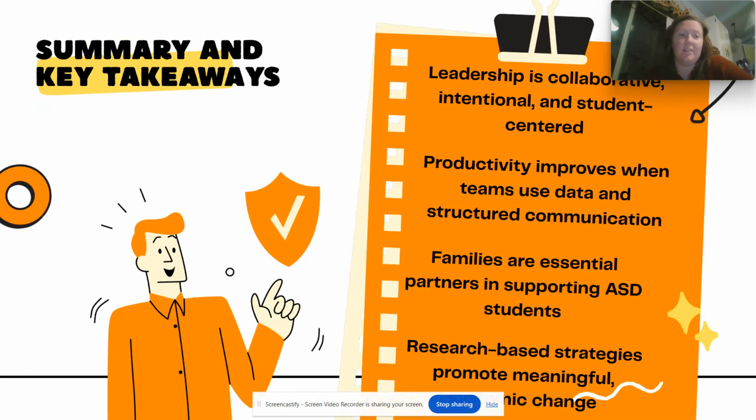Some key summary and takeaways to remember: leadership is collaborative, intentional, and student-centered. Productivity improves when teams use data and structured communication. Families are essential partners in supporting students with autism. And research-based strategies promote meaningful academic change.